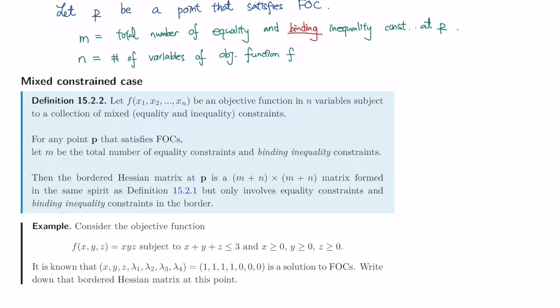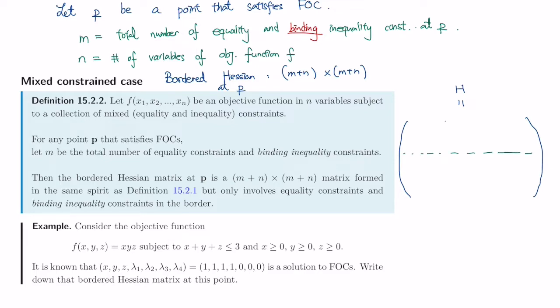Okay? Then in this case, the bordered Hessian is still an m plus n times m plus n matrix. Okay? A bordered Hessian at P. I just emphasize at P. But how is that defined? So it turns out H, okay, let me write it down here. So H is defined essentially identical as before. It's defined as an m plus n by m plus n matrix that comes in four parts. This part is identically 0. The top left hand corner is identically 0.